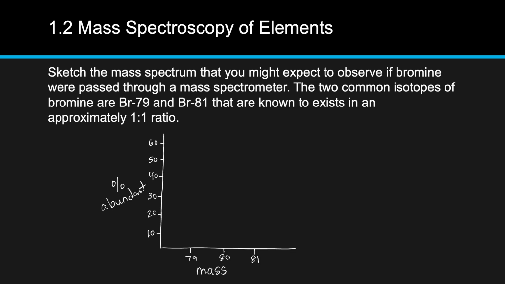So the first thing I would do is go ahead and write out the x and y axis and label them and put on their data points. So for percent abundance, I know it's going to be about 50-50 since it's a 1-to-1 ratio. So I did my tallies up to 60 by tens. And then on the x-axis, I know I'm going to have two isotopes of 79 and 81. So I just did the range from 79 to 81. So now to actually mark my two isotopes, I know they're both going to go up to 50. It's going to be a pretty straightforward mass spec.